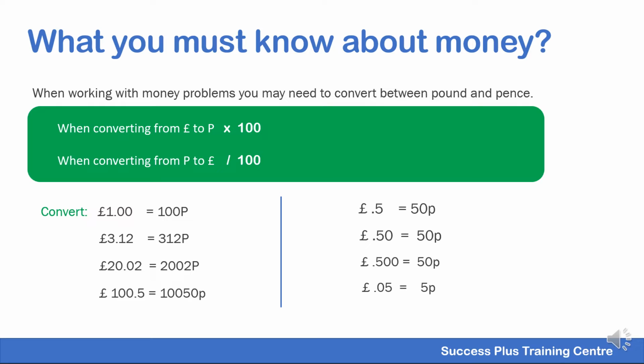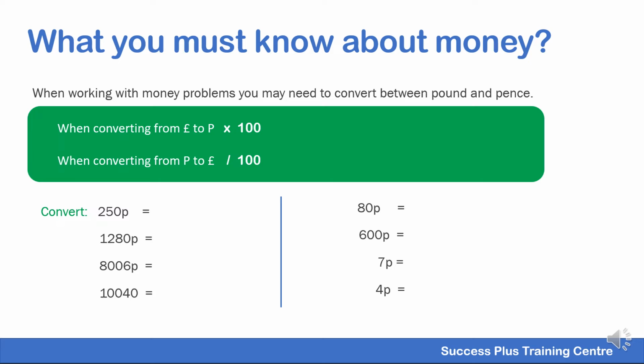0.5 of a pound equals 50p. 0.50 is the same value as 0.5. No matter how many zeros we add, it will remain the same value as 0.5, which is going to equal 50p. Likewise, 0.500 will also equal 50p. 0.05 equals 5p. Now let's convert from pence to pound.